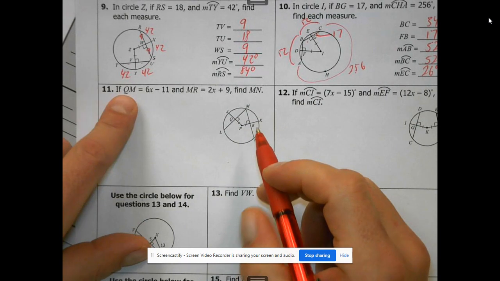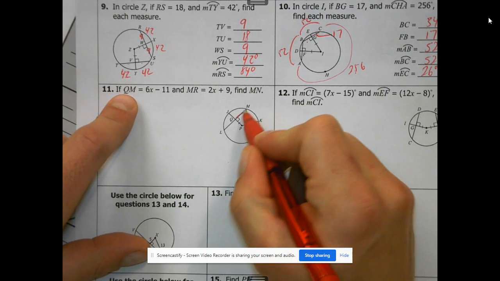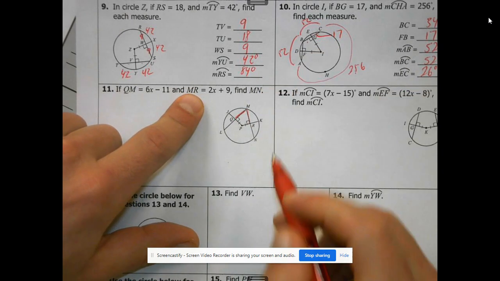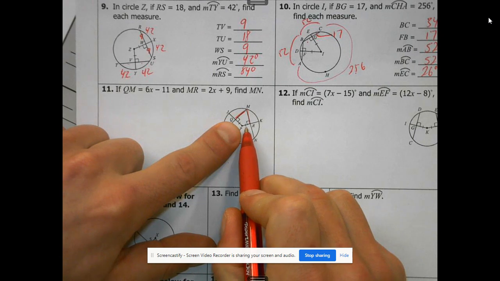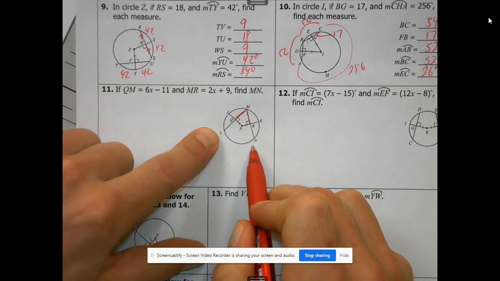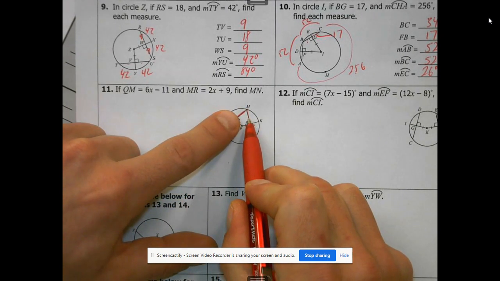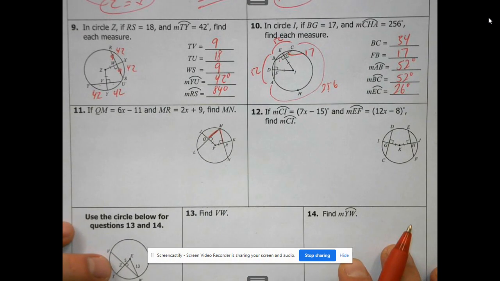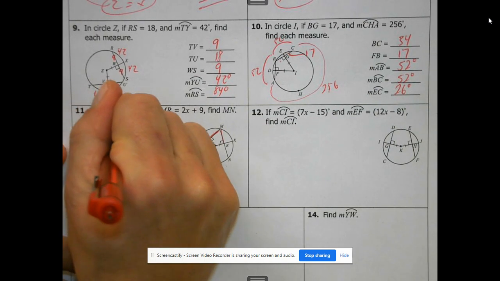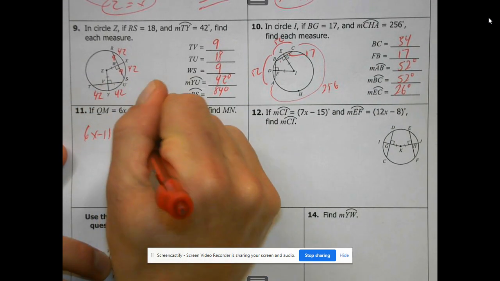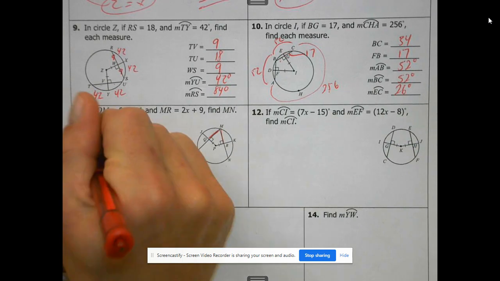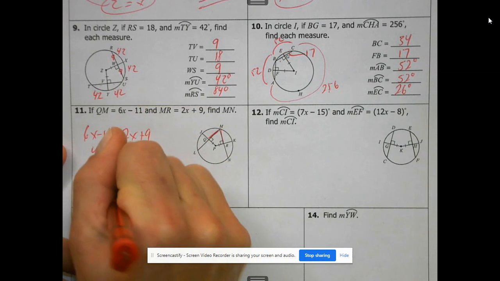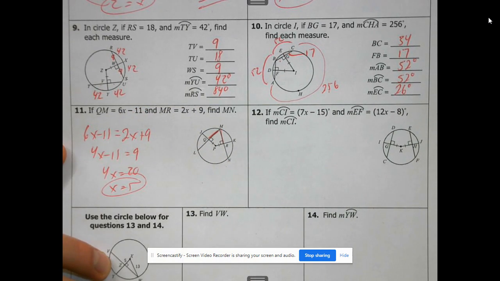All right, directions, we're talking about QM, this piece right here. We're talking about MR, this piece right here. They're equal. If the connecting pieces are perpendicular and congruent, means my arcs are congruent. So these two pieces are equal to each other. All right, set them equal and we'll solve. 6x minus 11 is 2x plus 9. Subtract the 2x over. Add the 11. 4 goes into 20, 5 times.